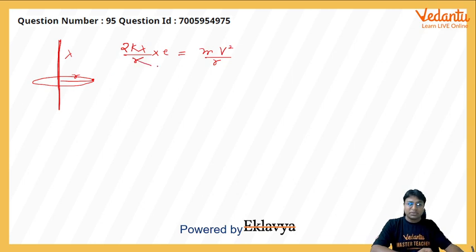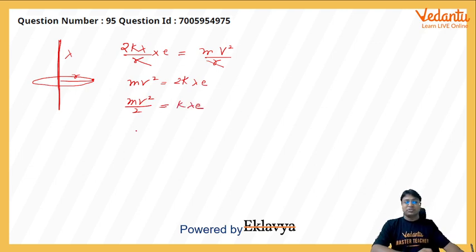And from here we notice that r gets cancelled, so basically mv square becomes equals to 2k lambda e, or in other words mv square by 2 becomes equals to k lambda e. So the kinetic energy has got a fixed value of k lambda e. That means even if the electron is moving in different orbits, the kinetic energy is going to remain the same. Now, from where comes the question of orbit, or how do we identify the second orbit?